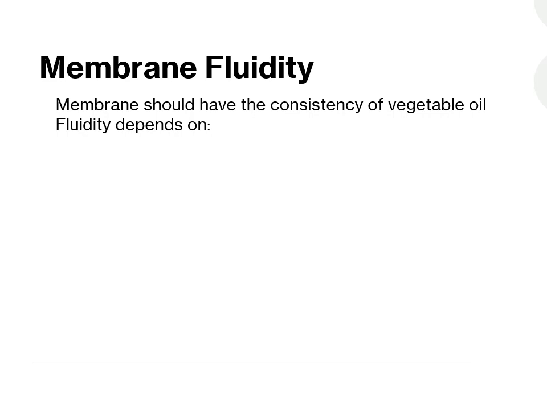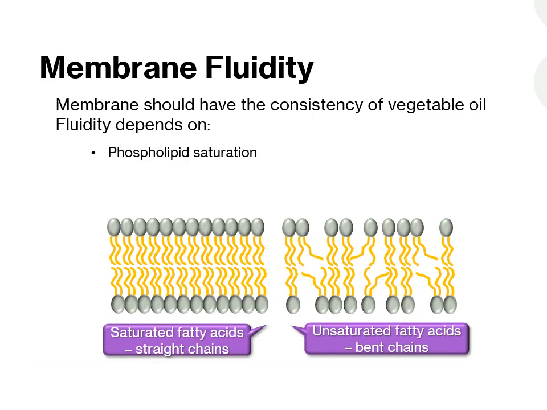It's important for membranes to have the right consistency. Too fluid and they'll fall apart, but too rigid and they become brittle and are likely to break. The fluidity depends on multiple different factors, the first of which is the degree of saturation within the fatty acid tails of the phospholipids. Recall that saturated fatty acids tend to be straight chains, while unsaturated fatty acids will have a bend in them. The more saturated the membrane phospholipids are, the more tightly they can pack together, and so the more rigid the membrane will become.